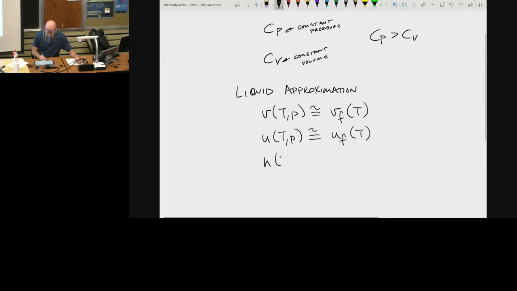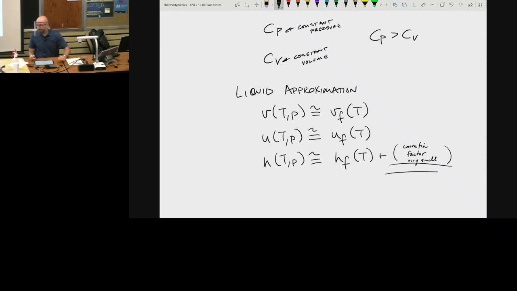And enthalpy at some temperature and pressure is approximately equal to the enthalpy of the saturated liquid at whatever temperature I've been given. Plus, there's some other very small term that's a correction factor. But it is so small that it often doesn't mean anything to us. And so I'm going to tell us right now, don't worry about that correction factor. Just worry about these things.